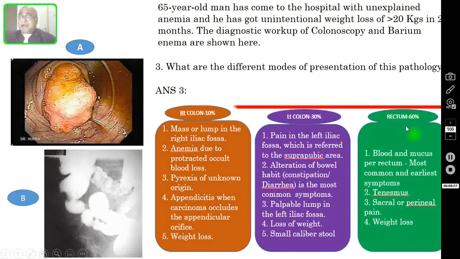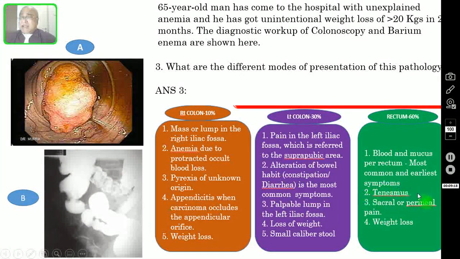Coming to the rectal carcinoma, which consists of 60%, the patient will have blood and mucus per rectum. The patient will be passing blood and mucus per rectum. This is the most common and earliest symptom. Patients also have sacral or perineal pain because of the local infiltration.